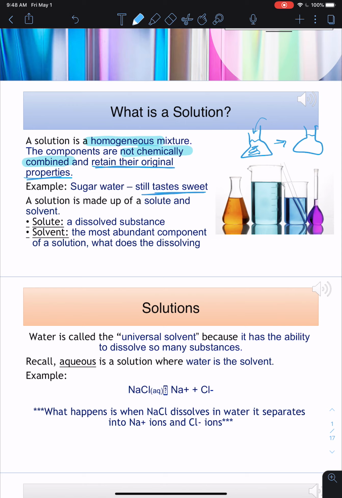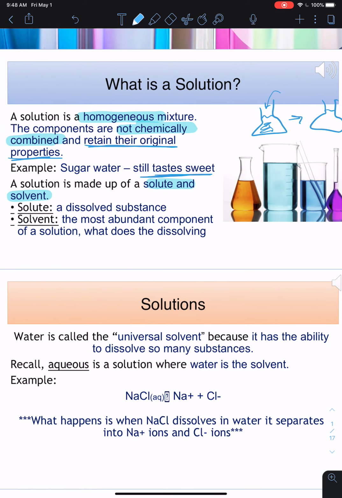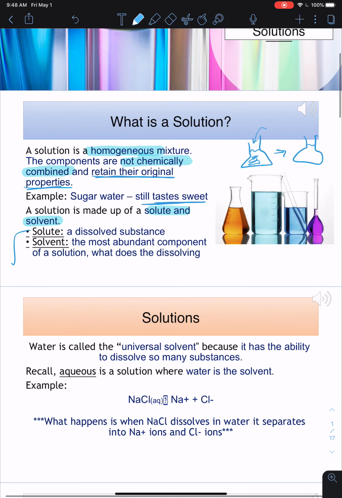So a solution is made up of two things. You have a solute and you have a solvent. In this situation, the solute would be the sugar. The solute would be the sugar. That's the thing that's being dissolved. So that's the stuff that we put in, okay? You put in the solute, okay?